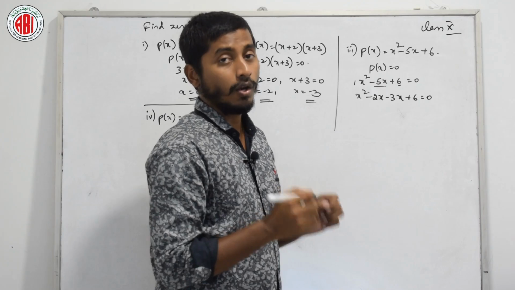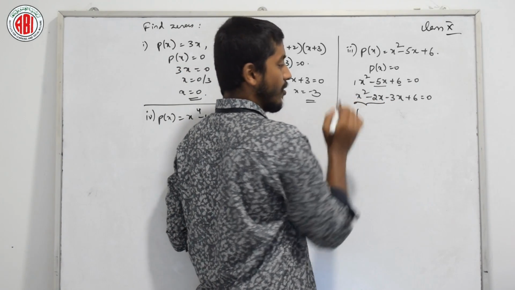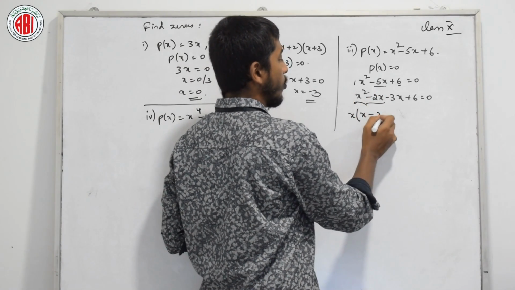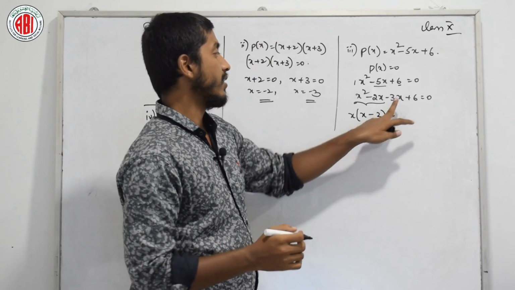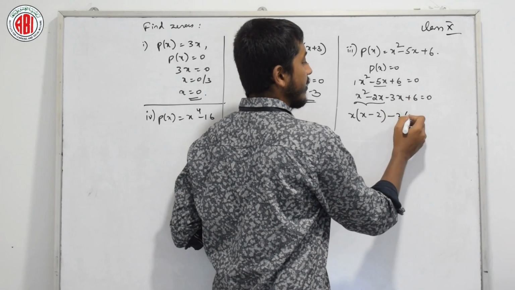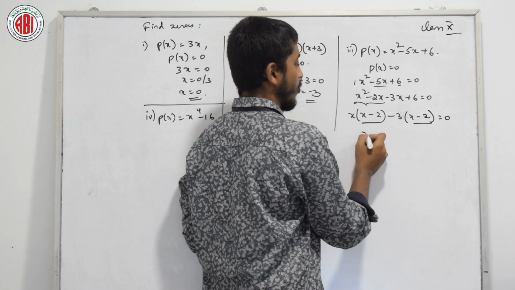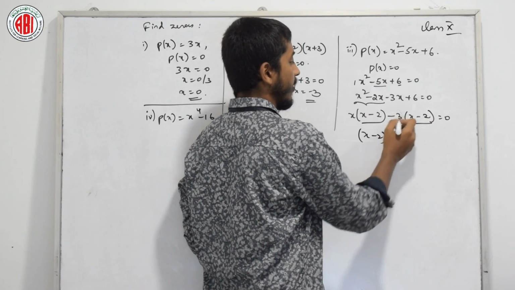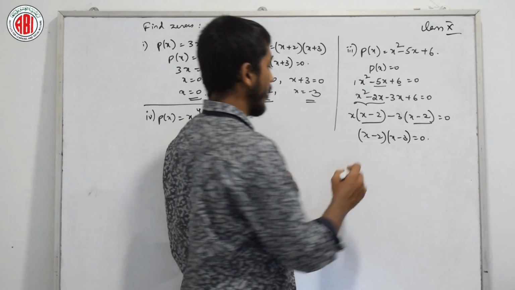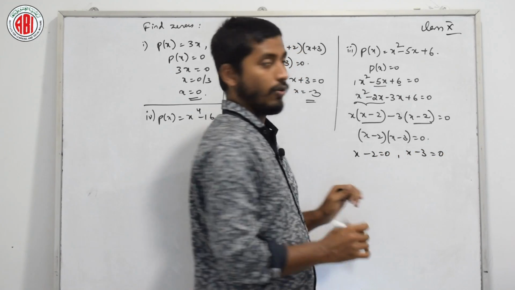Now we have to take a common term from the first two terms. From these two terms we get x as common. What is left here? Here x is left, here minus 2 is left. Clear? Among 3x and 6, what is left? 3 is common, that is here x is left, here minus 2 is left, that is equal to 0. Now we have to take x minus 2 as common, and here x is left, here minus 3 is left. Clear? Now either x minus 2 is equal to 0 or x minus 3 is equal to 0.